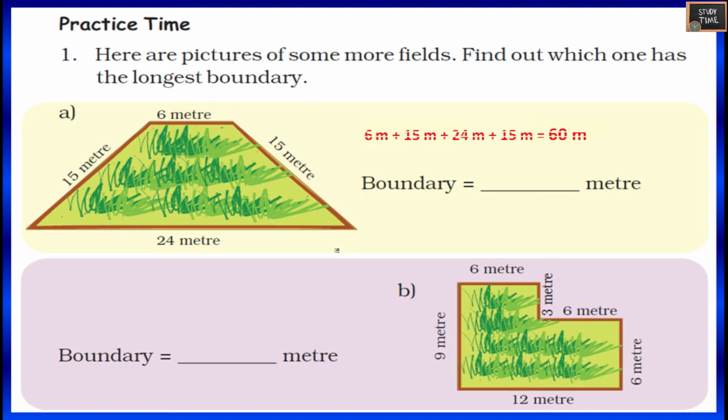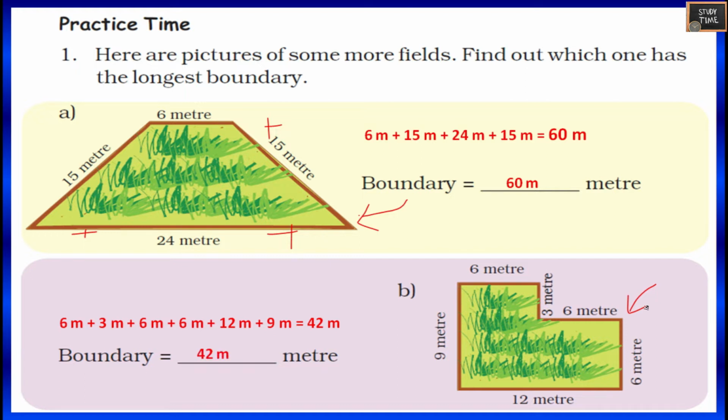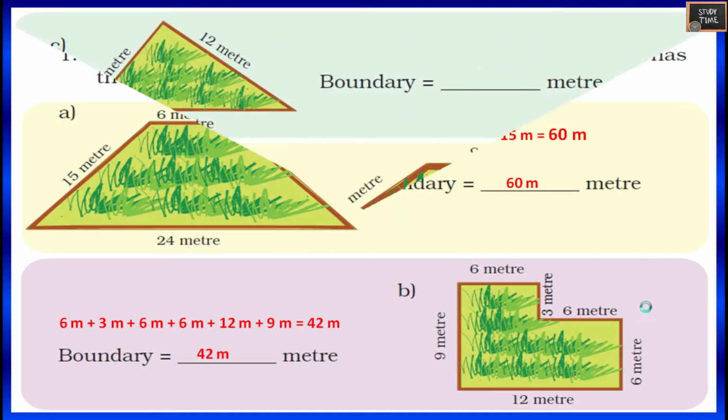Yes, first is 6 plus 15 plus 24 plus 15. The answer is 60 meter. So the boundary of this space is 60 meter. Next, the boundary of picture B is 6 plus 3 plus 6 plus 6 plus 12 plus 9. When you add all together, the answer is 42 meter.